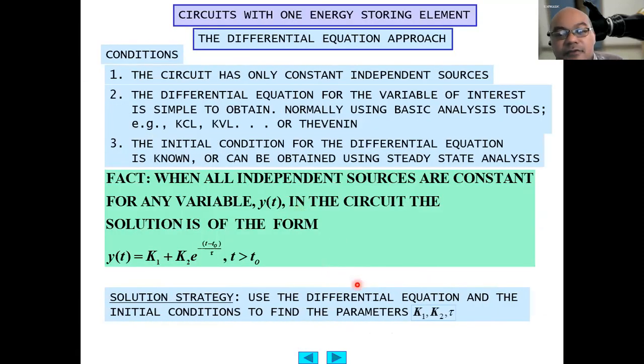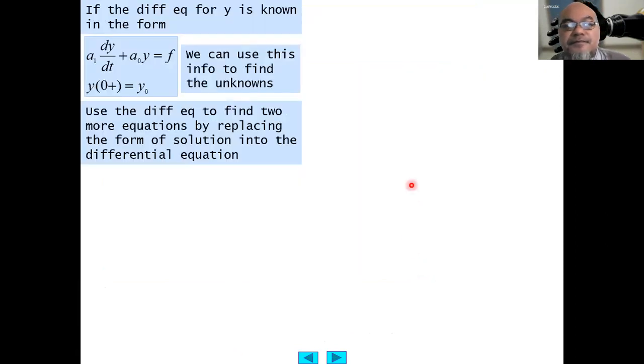Use the differential equation and the initial conditions to find the parameters K1, K2, and tau. If the differential equation for y is known in the form A1 dy/dt plus A0 y equals f, and the initial condition is also known at t equals t0, then we can use this to find the unknowns.